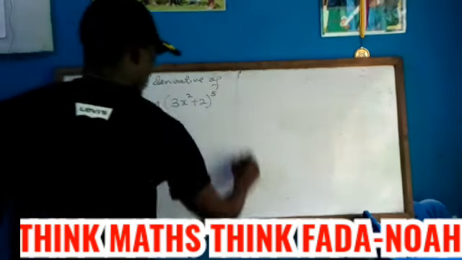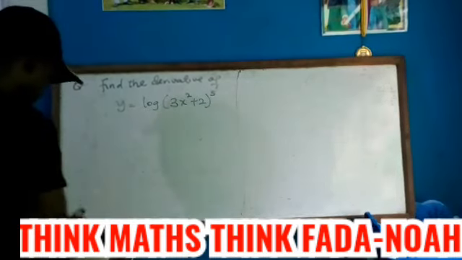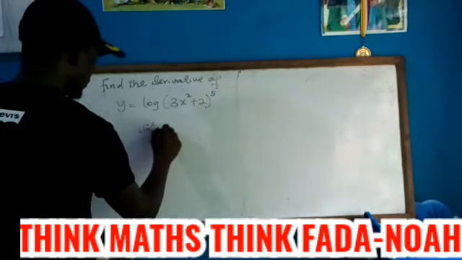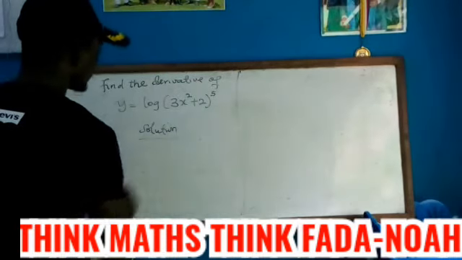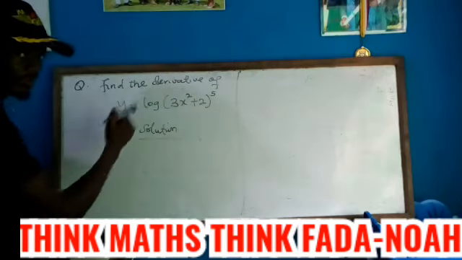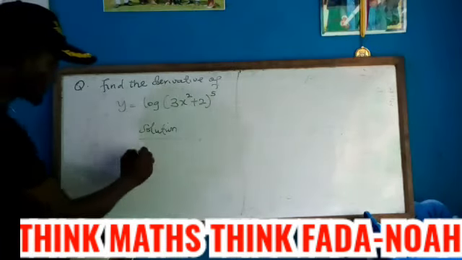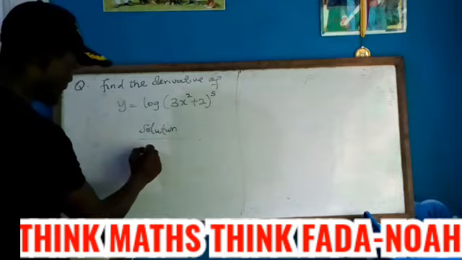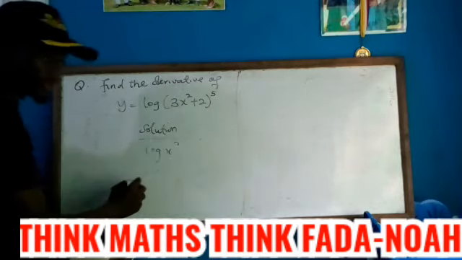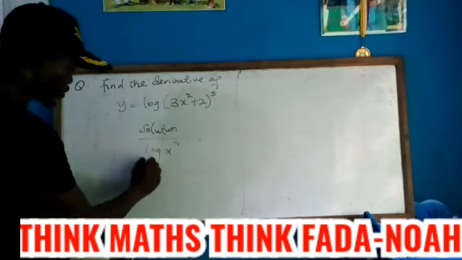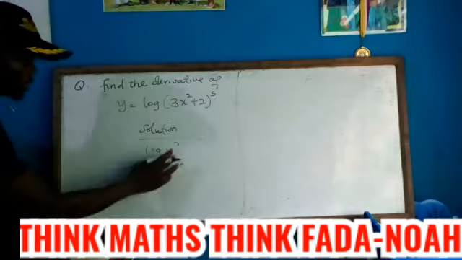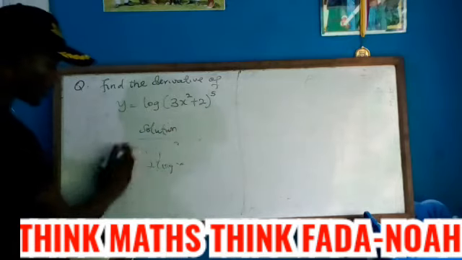So we have our solution here. y equals log of (3x squared plus 2) to the exponent 5. Alright, so we can rewrite this one. If you have log x to the exponent 2, for example, you can write this as 2 log x. So looking at this one, we can rewrite our y.